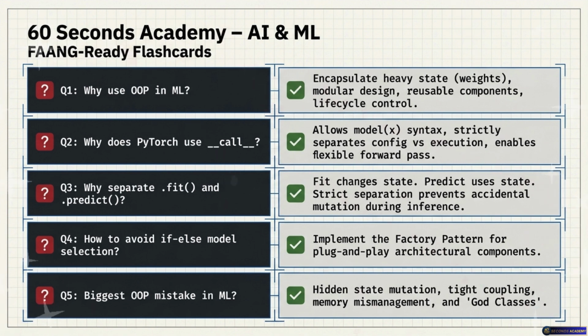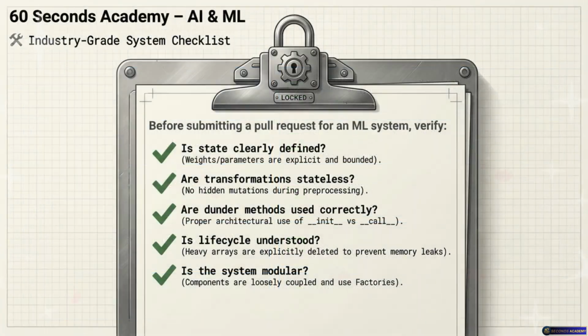Question 4. How do you avoid the if-else model selection nightmare? The factory pattern. You make it plug and play so your core logic stays clean. And finally, what's the biggest OOP mistake in ML? Oh, definitely hidden state mutation, tight coupling, and those dreaded God classes. Brilliant. Interview passed. And now we want to challenge you, the listener, directly.